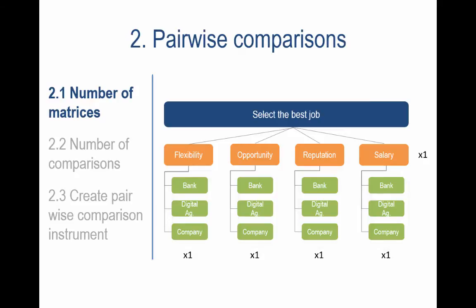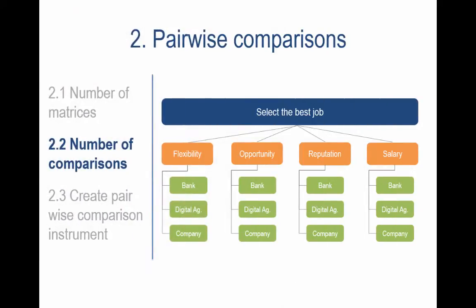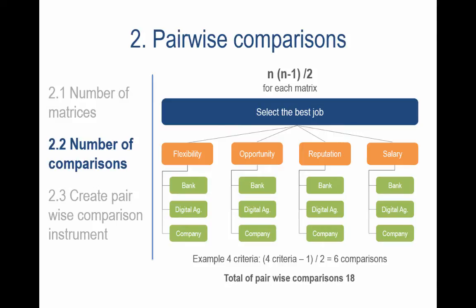Next, we need to define the number of comparisons in each matrix. So we will apply this formula, where n represents the number of variables in each matrix. For example, there are 4 criteria, which after applying the formula will make a total of 6 comparisons. The next matrix, which is comparisons of the alternatives under the criterion of flexibility, is made of 3 alternatives. So after applying the formula, there will be 3 comparisons required. At the end, there's a total of 18 comparisons in our model, distributed among the 5 matrices.